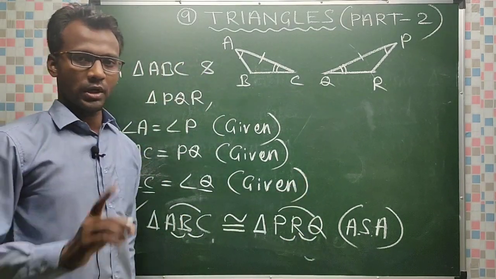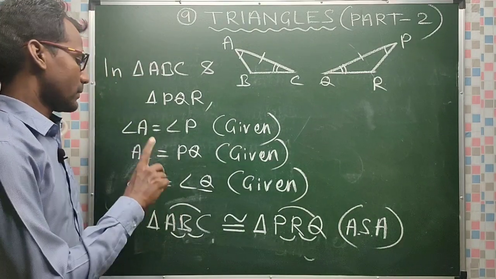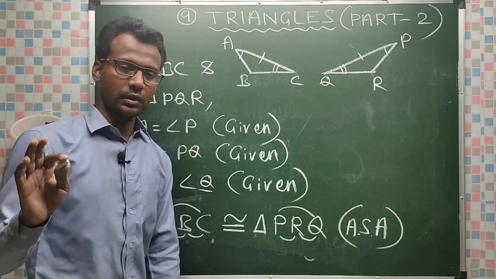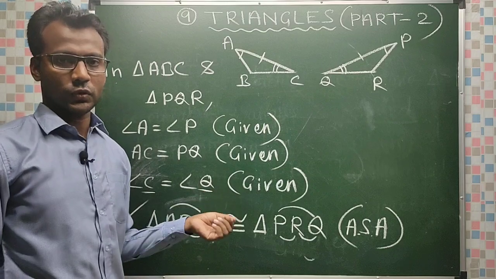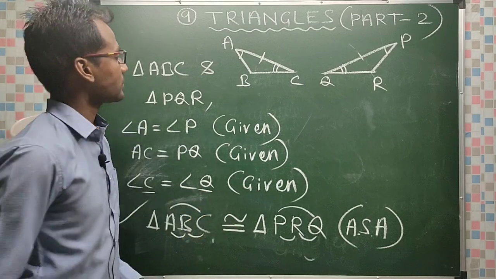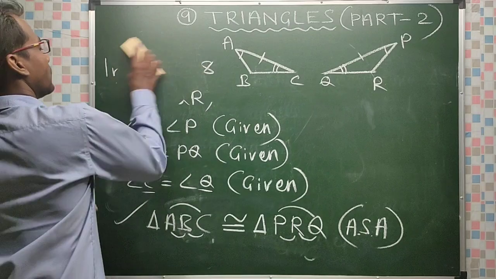So this order is very important. Remember that, again and again I am telling this. Once you get the order, you got everything. So the order is the key to solving everything. So this is the ASA postulate.